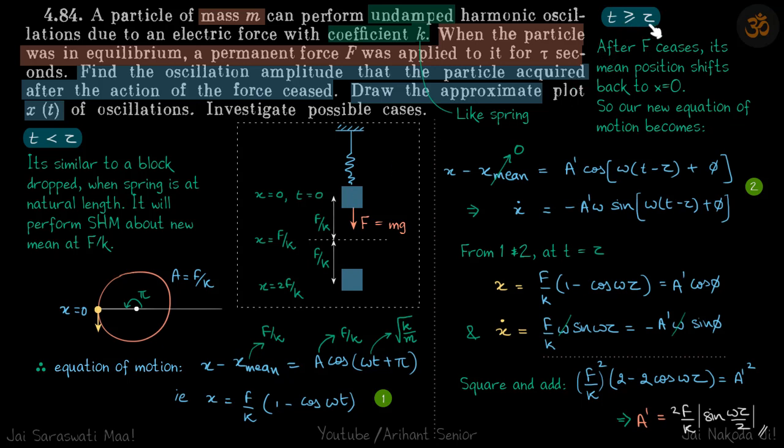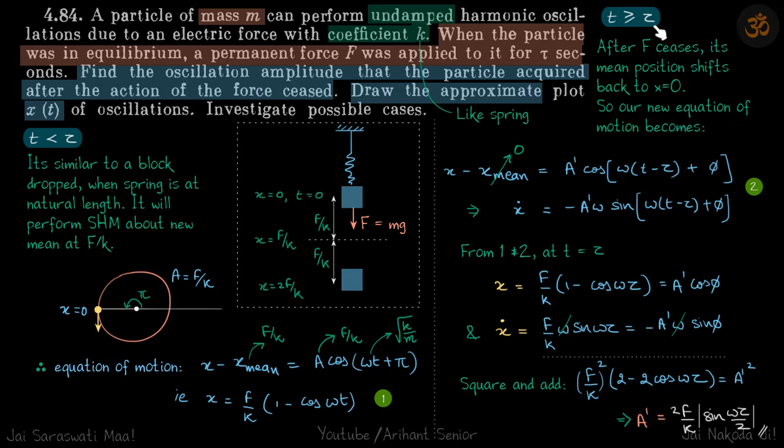Now after tau time, the force stops to exist. So the mean position shifts back to x equal to 0 here. Our new equation of motion becomes x minus x mean equals new amplitude times cos(omega (t minus tau) plus phi). Here we are talking about t greater than or equal to tau, so we are only counting seconds which are more than tau. That's why the term t minus tau.